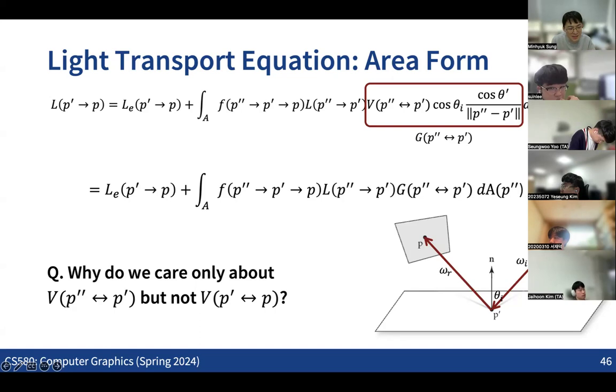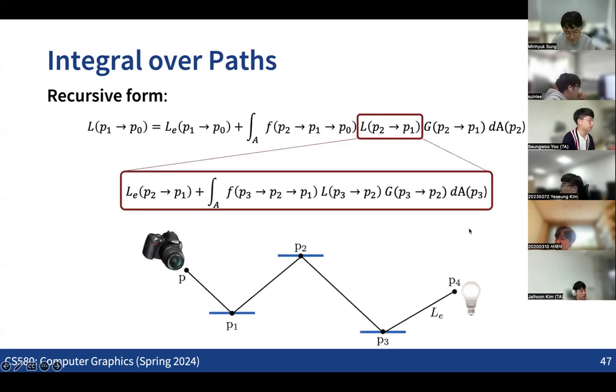So we need to think about how this equation will be exactly implemented in our ray tracing system. Think about this ray tracing system. We're going to have a recursive form. We start from P0, which is the point at the image plane, and find the first intersection point, which is P1. Then we're going to have the LTE equation from P0 to P1. We are tracing the rays in the opposite direction, right? So we are going from P0 to P1.